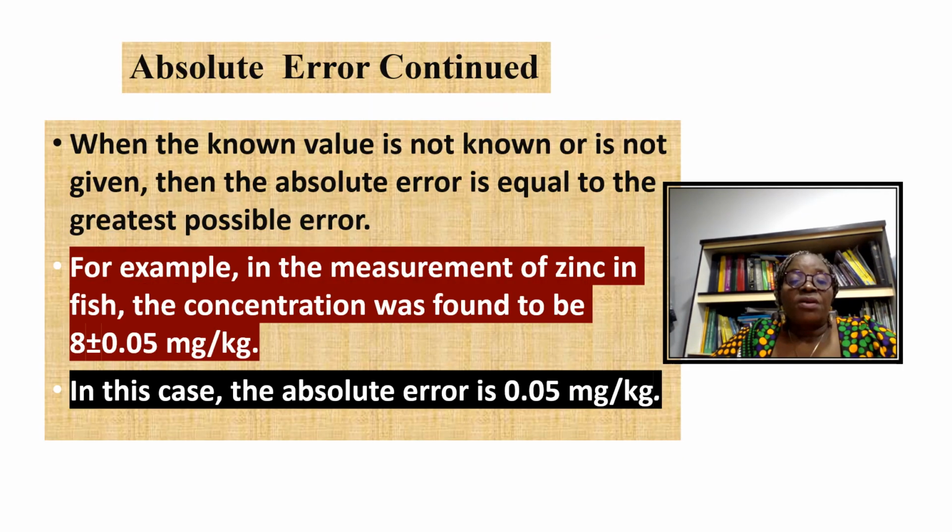When the known value is not given, then the absolute error is equal to the greatest possible error. For example, in the measurement of zinc in fish, the concentration was found to be 8 plus or minus 0.05 milligram per kilogram. In this case, the absolute error is 0.05 milligram per kilogram, which represents the standard deviation from that measurement.